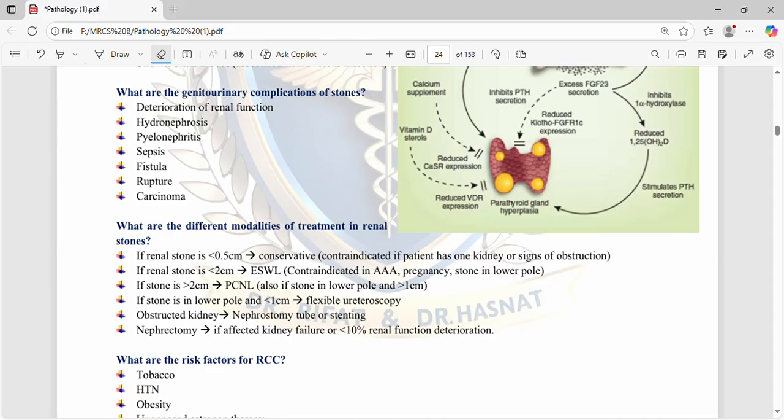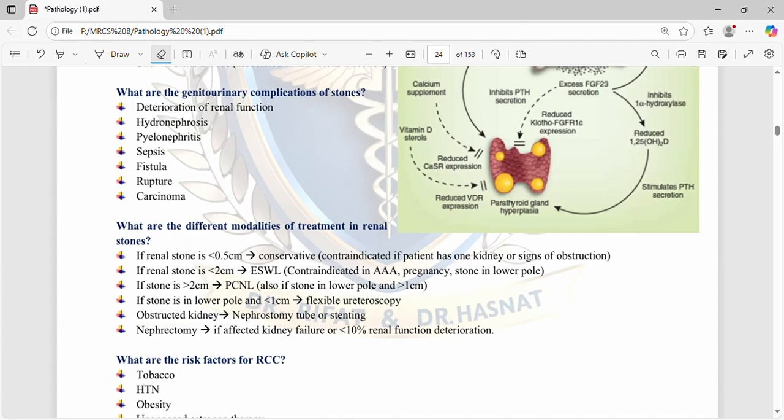What are the genitourinary complications of stones? Deterioration of renal function. They can cause kidney damage, hydronephrosis, pyelonephritis, sepsis, fistula, rupture, and carcinoma. Yes, with long-term irritation from the stones, they can lead to carcinoma, but it will take a long time and it is very rare. Similarly, in gallbladder stones, the most common cause of gallbladder carcinoma is stones, cholelithiasis.